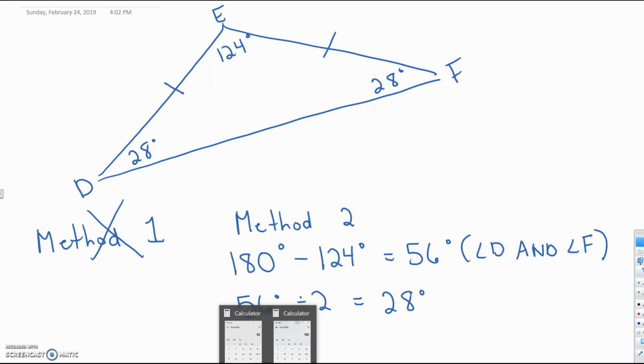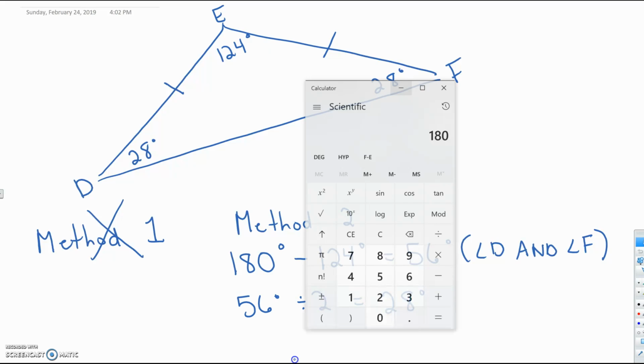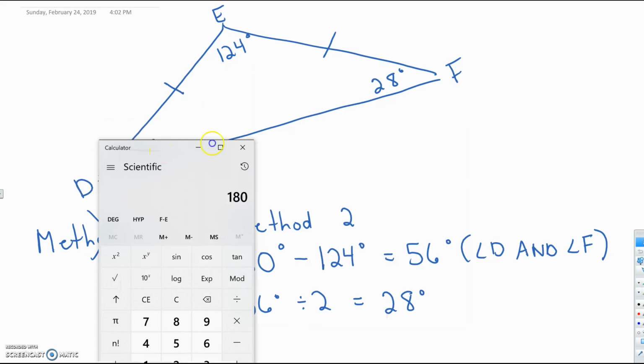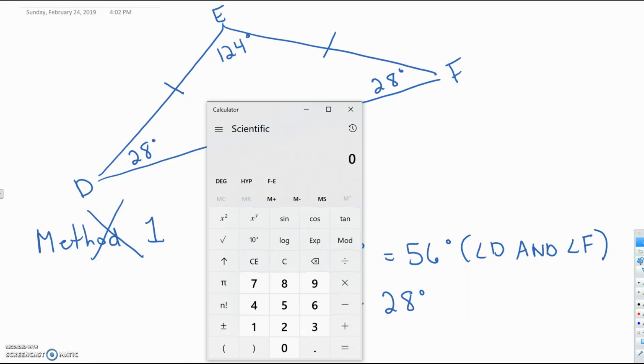We want to double check this just to make sure that this is correct. So if we just take the calculator and we add them all up for what we have up here, 124 plus 28 plus 28 does give me 180, so I know that I've done it properly. If you thought both were 56, it would give you 236 degrees inside the triangle, which would be too much. And at that point, you'd have to think, okay, wait, I did something wrong. I need to go back and figure this out.